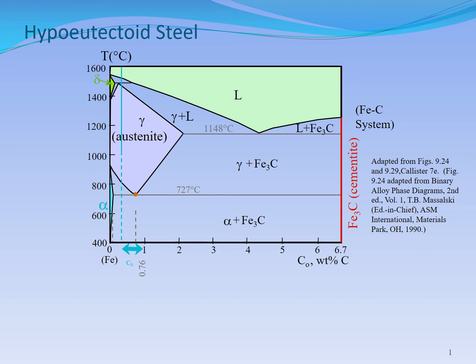Hypoeutectoid steel, right? If this is eutectoid, then any composition with carbon less than this is hypoeutectoid. So you take anything here which is less than 0.76% carbon. So this is hypoeutectoid steel. Let us see what will happen. You have austenized it, so everything is gamma austenite.